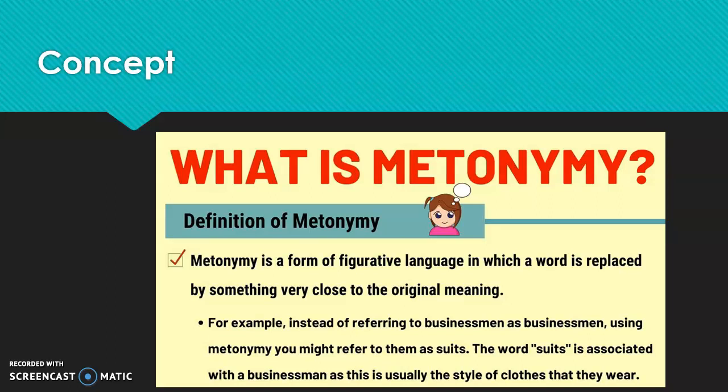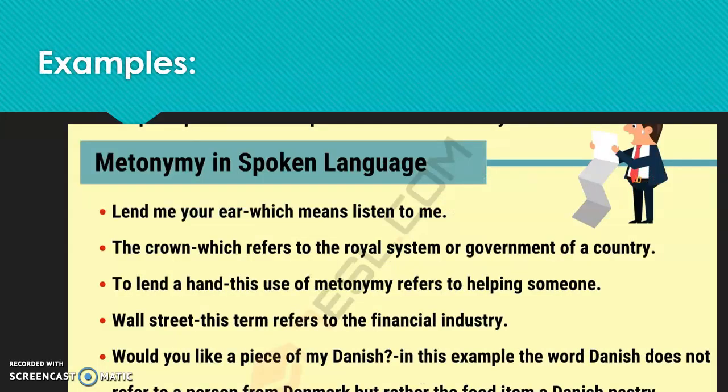For example, instead of referring to businessmen as businessmen, using metonymy, you may refer to them as suits. The word suit is associated with a businessman, as this is usually the style of clothes that they wear. And here you can see that we don't say the literal word. We are looking for other words that can make a relation with the original.